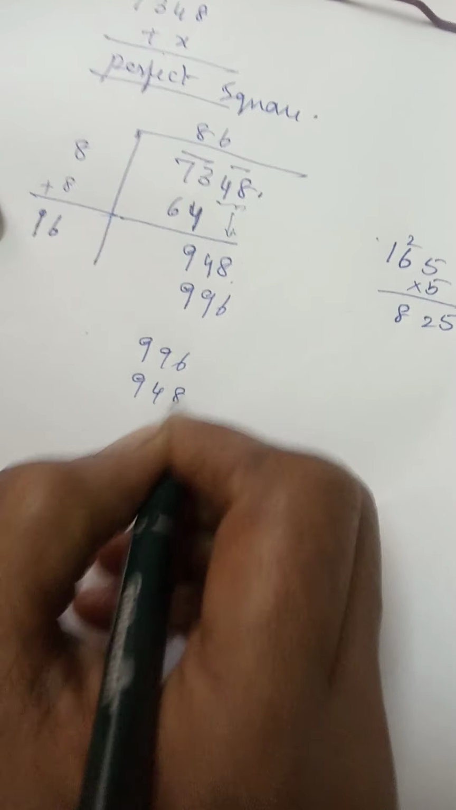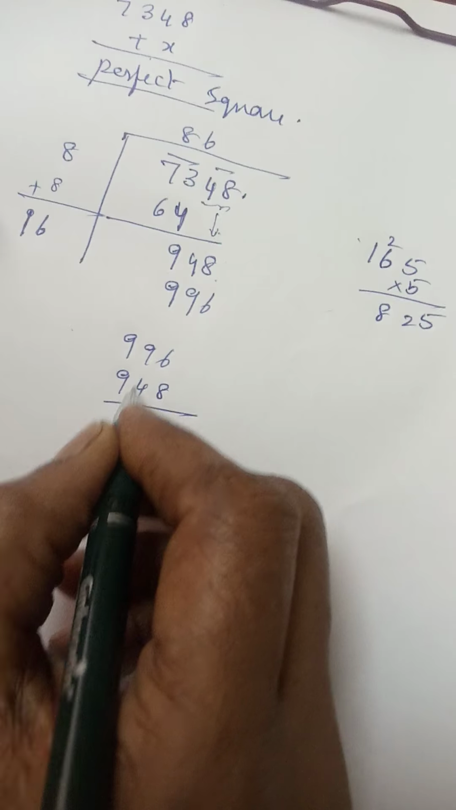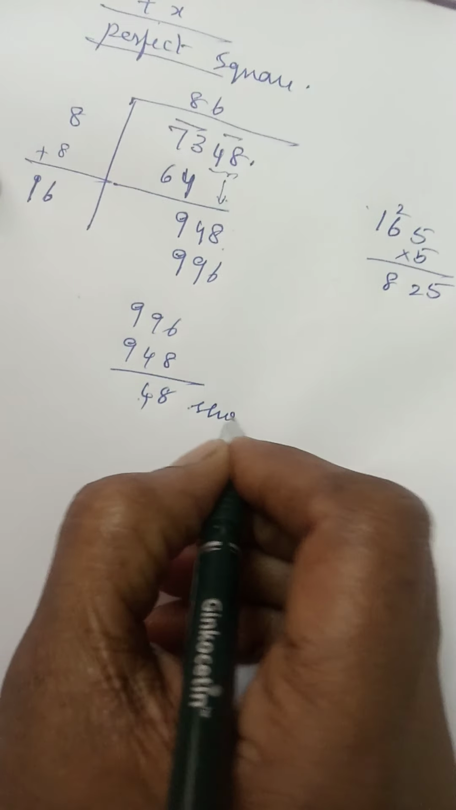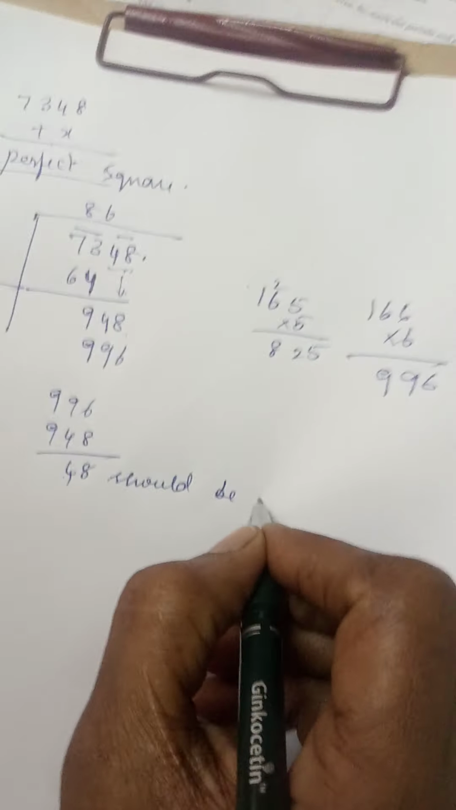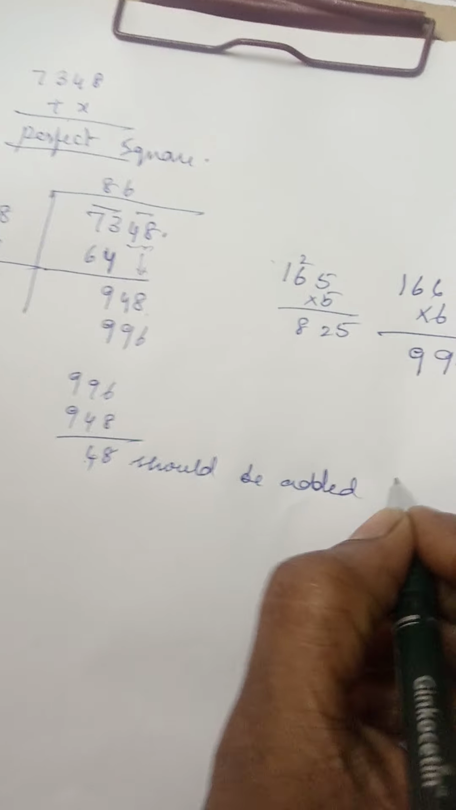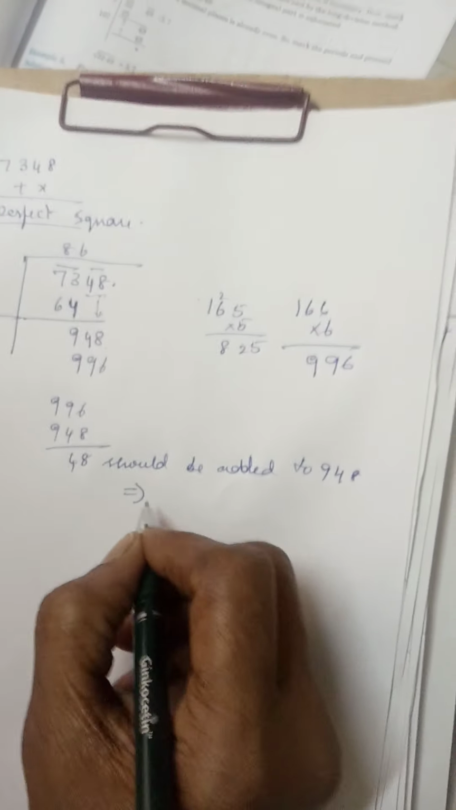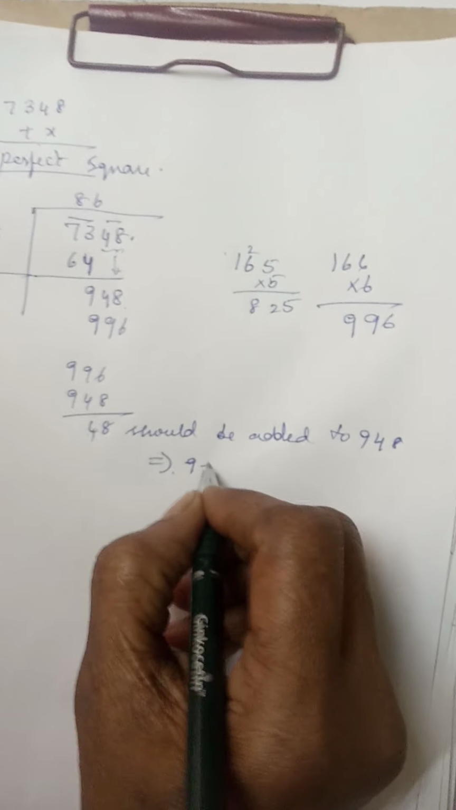This is 996. So if you subtract 948 from 996, we get 48. So 48 should be added to 948. So that will become 996. This is a perfect square.